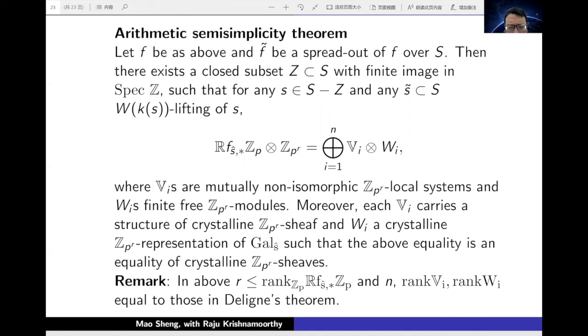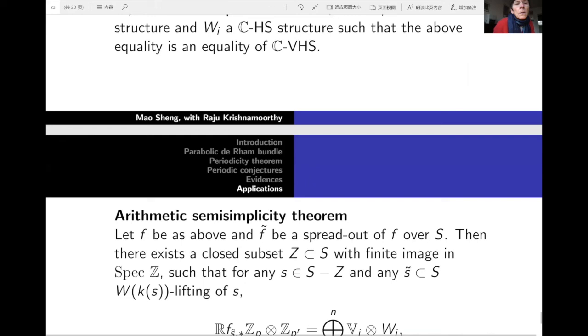Oh, here maybe I forgot some degree here. So maybe here it's r_i. I forgot an i and the subscript i here. So this is an arithmetic version of the semi-simplicity theorem. I'm sorry, there are no denominators in your formula? It's really this formula. I forgot the i above. You want to see this page or the second page, the last page? So you have this.